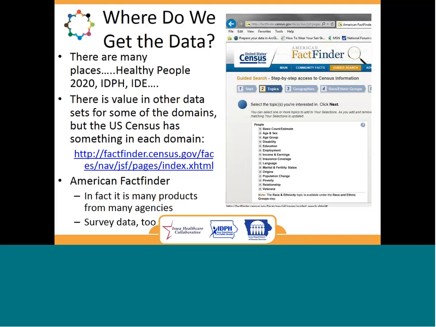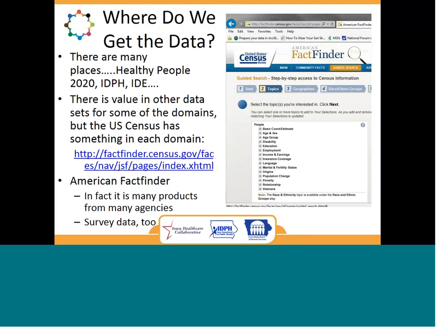school level. There is value in other data sets for some of these domains, but what's nice about the U.S. Census is that they have something in each domain. And you can see the link there to American Fact Finder. And in fact, if you look on the right side of the slide, you can see all the types of data that are available through American Fact Finder.